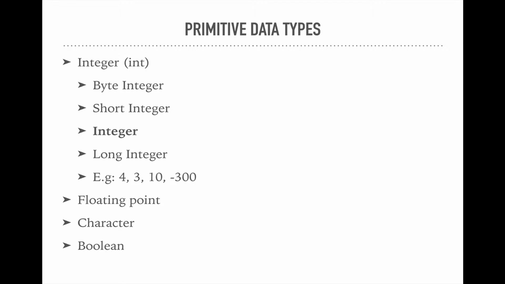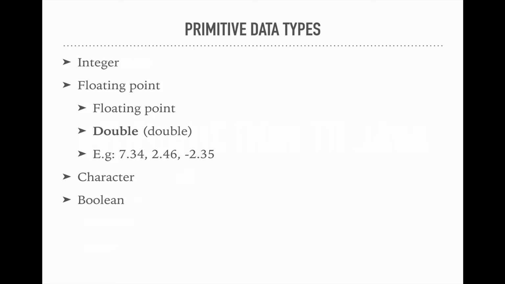4 of them are integer types. Integer has byte integer, short integer, integer, and long integer. And we will use integer mostly. The difference between the 4 types of integers is their range. Byte integer has the smallest range and long integer has the biggest range. An integer is a whole number without a fractional part. For example, we have 4, 3, 10, or minus 300.